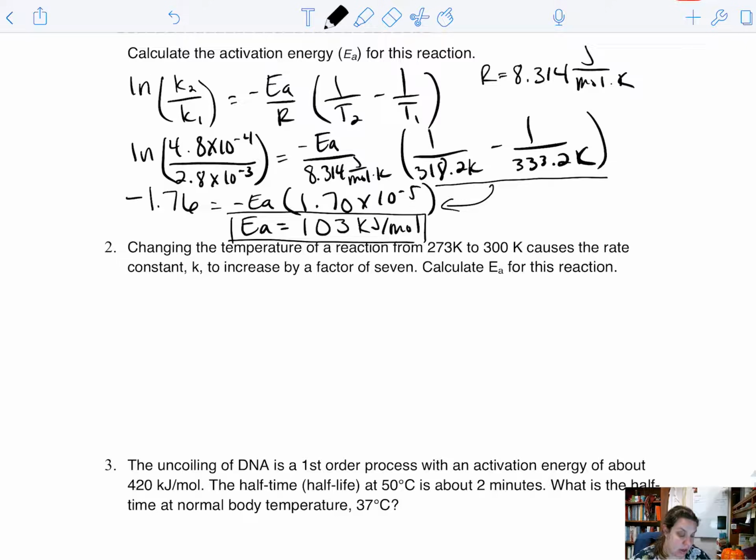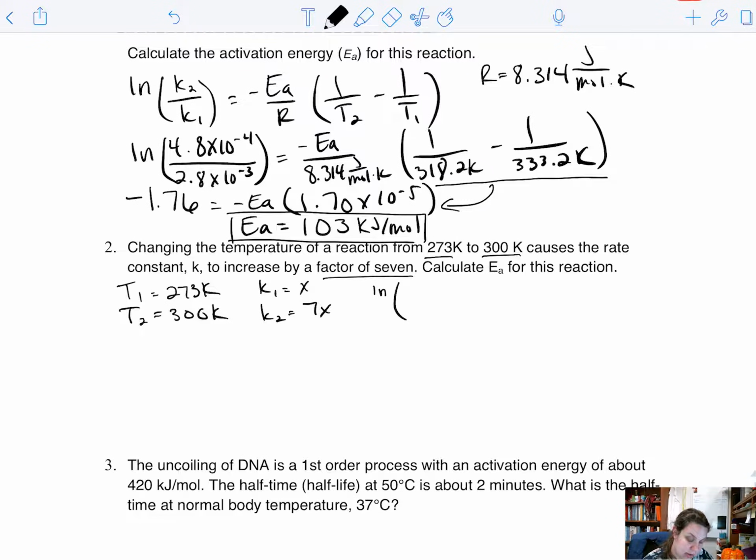Okay. Number 2, changing the temperature of a reaction from 273 to 300 causes the rate constant to increase by a factor of 7. We want to calculate the EA for this. So we've got T1 being 273 Kelvin, T2 being 300 Kelvin. Our K1, we're going to call that X. Our K2, we're going to call that 7X, because it is 7 times the K value. And then we're going to put all of this into our 2-point Arrhenius equation.